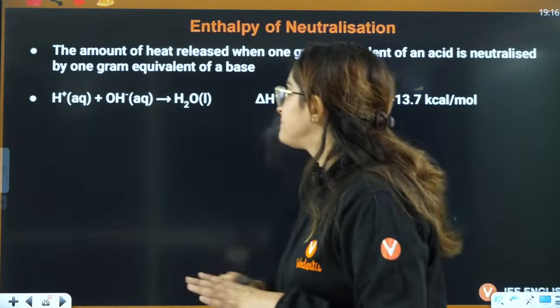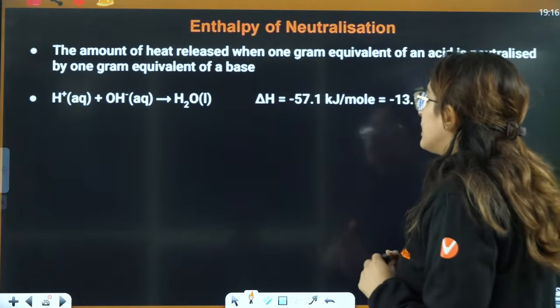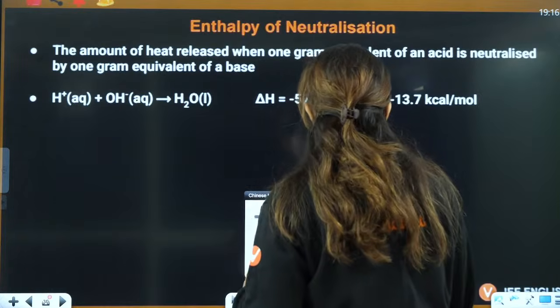Yes. Now here it is, enthalpy of neutralization.